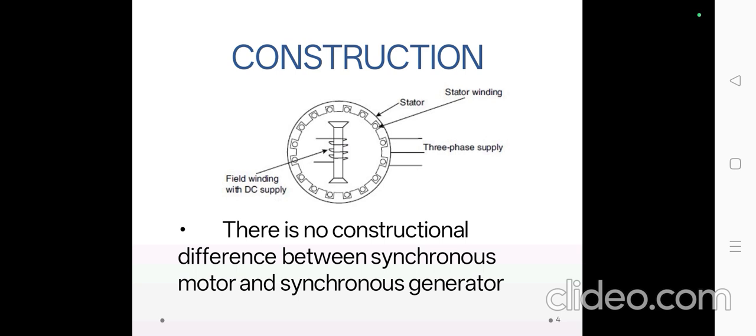The stator consists of a three-phase star or delta connected winding. This is excited by the AC supply, that is three-phase AC supply. The rotor is a field winding, the construction of which is salient pole type or cylindrical type. Practically, most of the synchronous motors use the salient pole type. The field winding is excited by the DC supply through the slip ring.